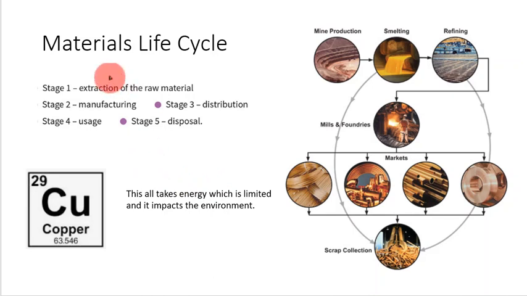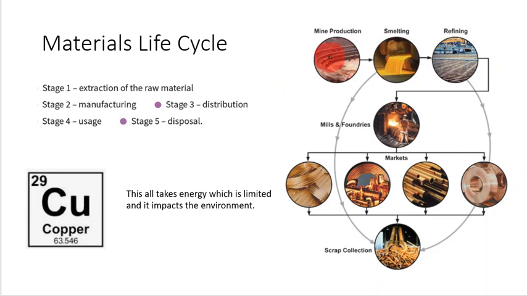Now, all of these materials have to be manufactured, but the materials also have to be produced. So where do the materials come from? If we take copper as an example, these are the stages. There are 5 main stages in the development of most materials, and in this specific example we're going to look at copper. Stage 1 is the extraction of the raw material. For example, with copper, there are mines where copper compounds that have copper in them are mined out of the ground.